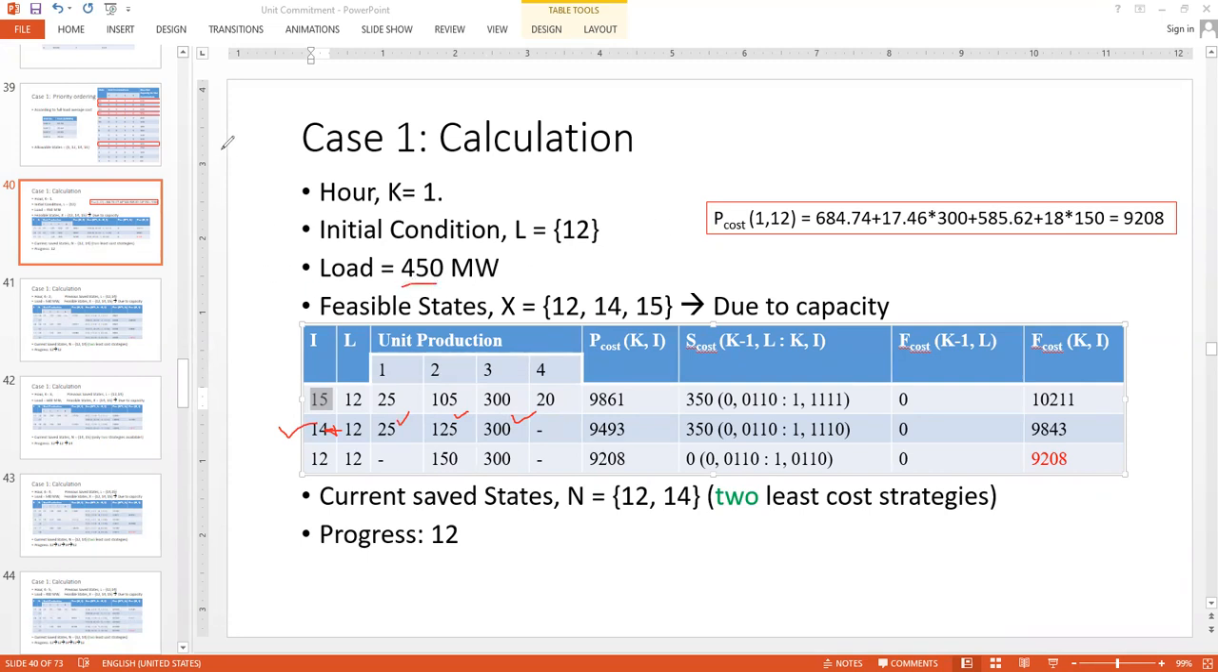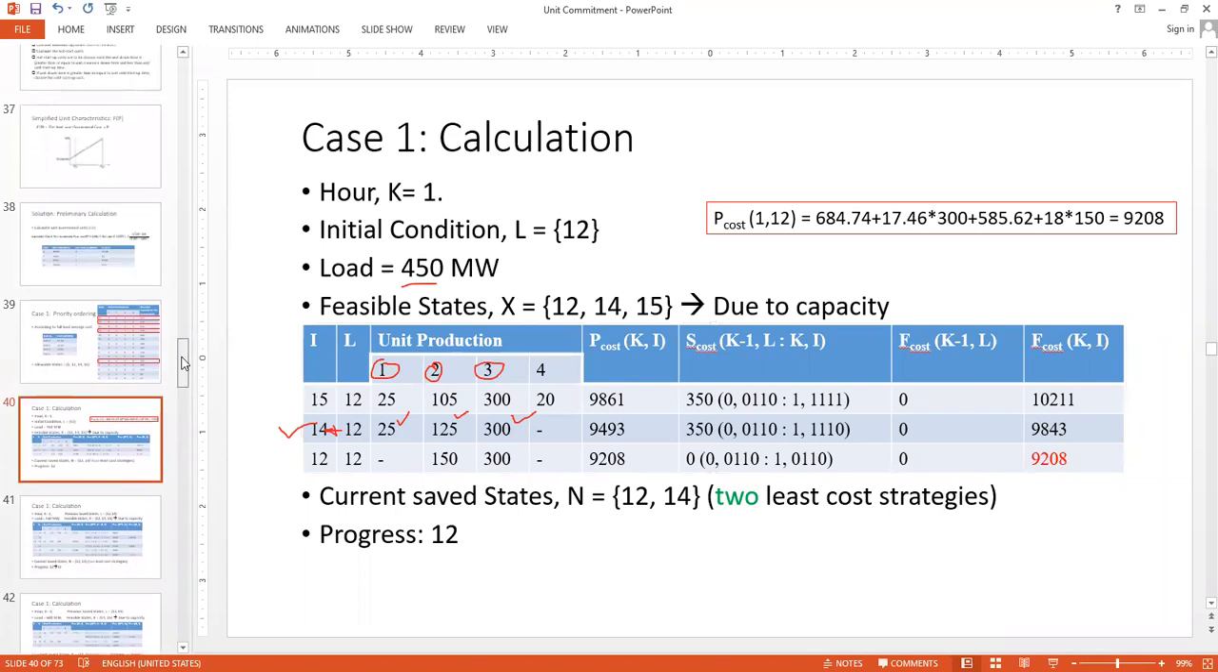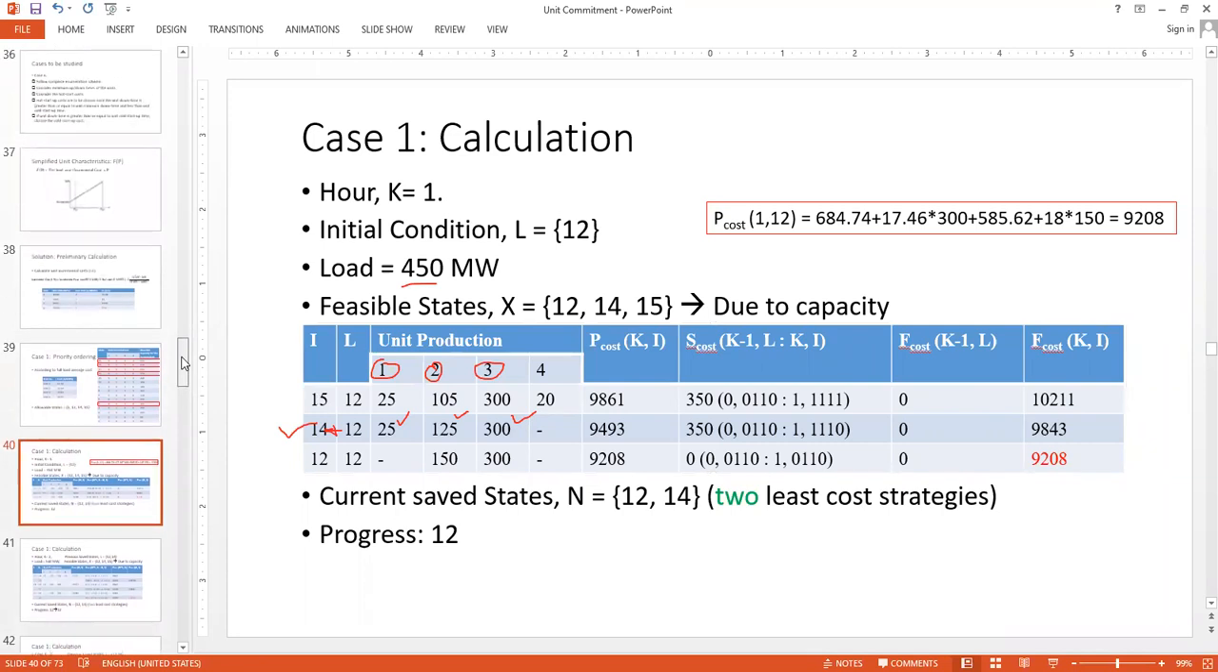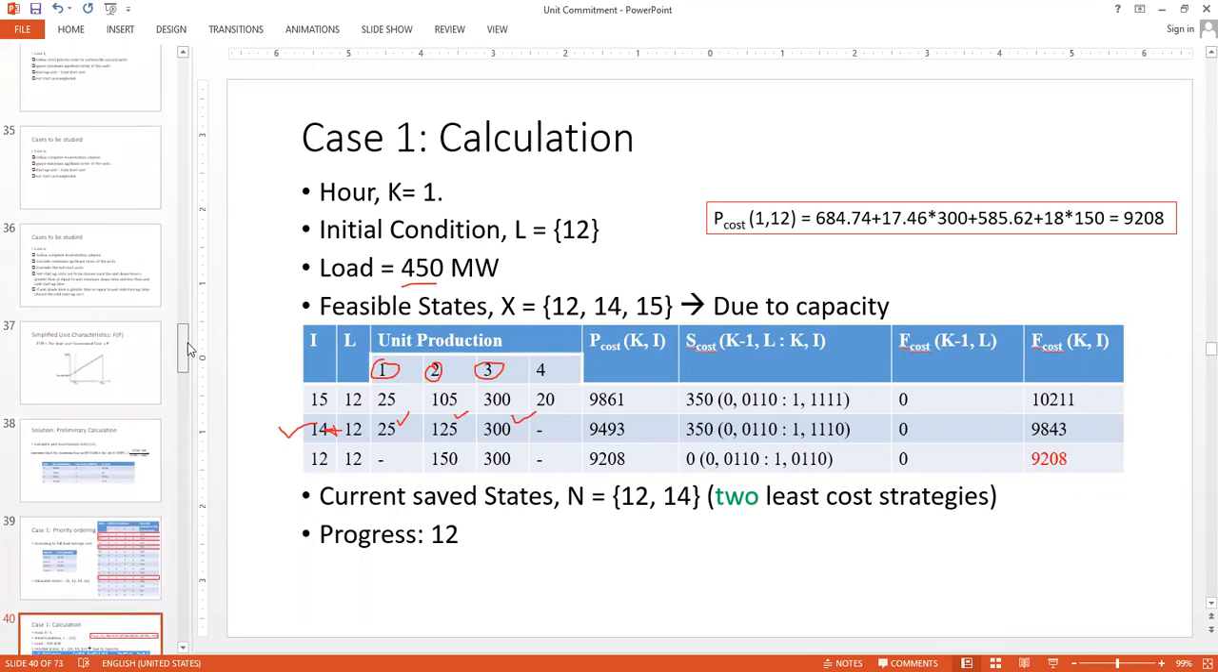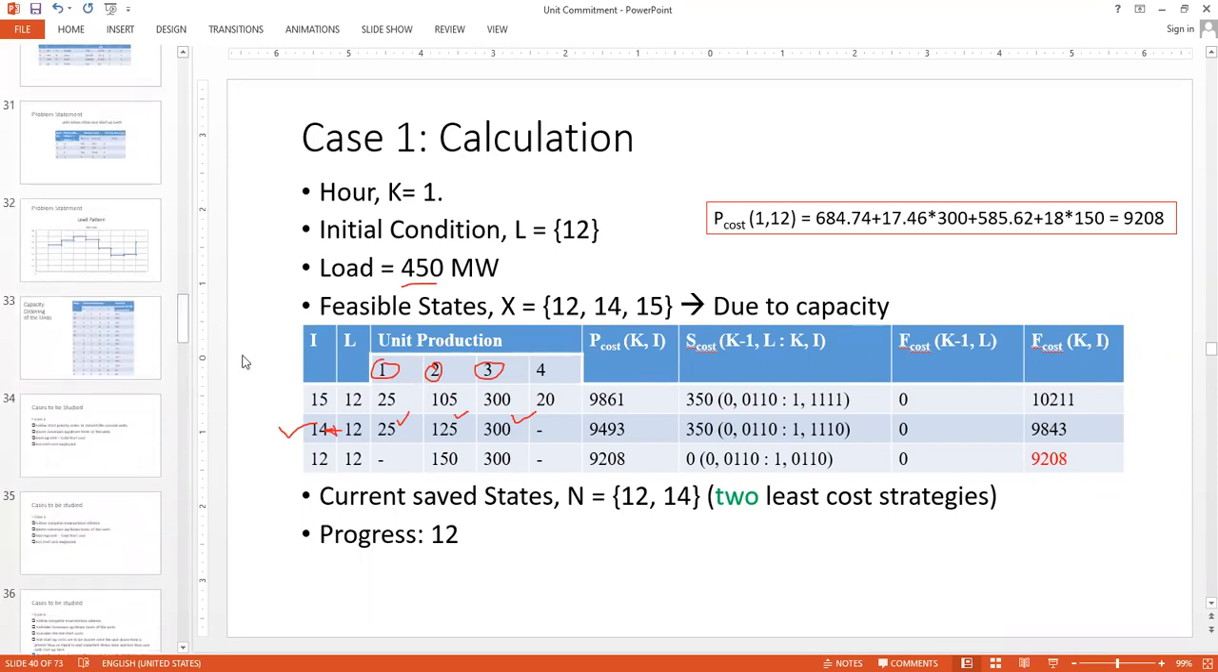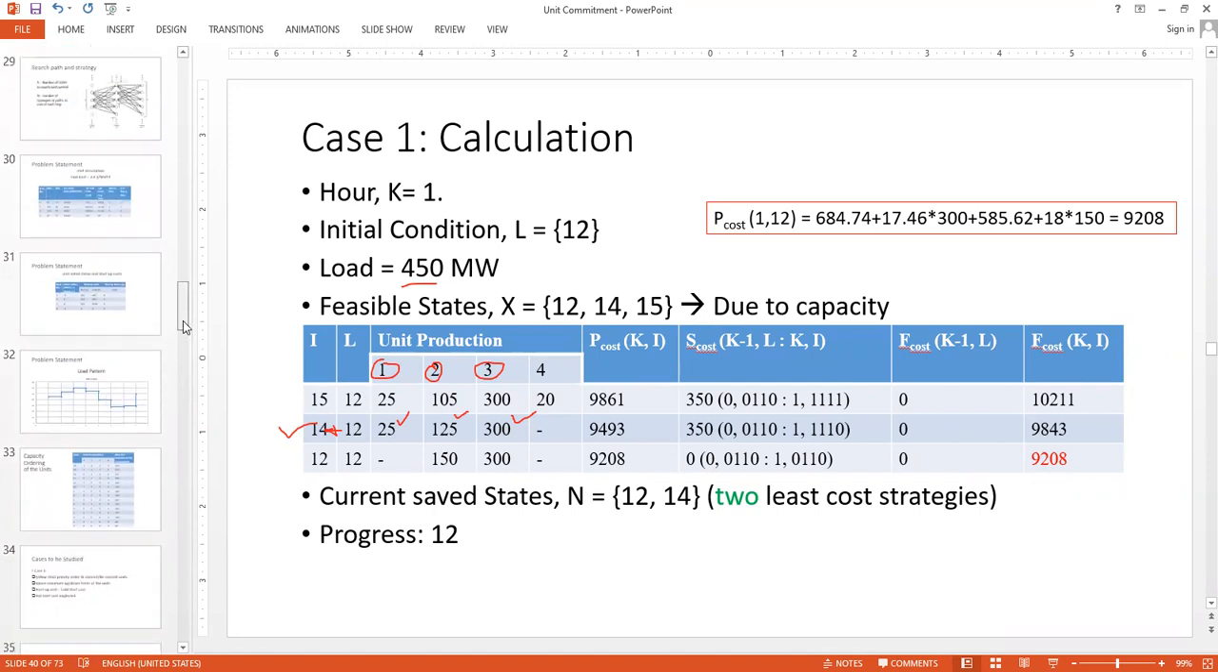Okay, so now you have to remember that we have to run unit 1, all 3 units. We have to run all 3 units. So when we run any of the units, we have to keep in mind that we cannot go beyond the maximum generation limit and we cannot go below the minimum generation limit. This is the problem.